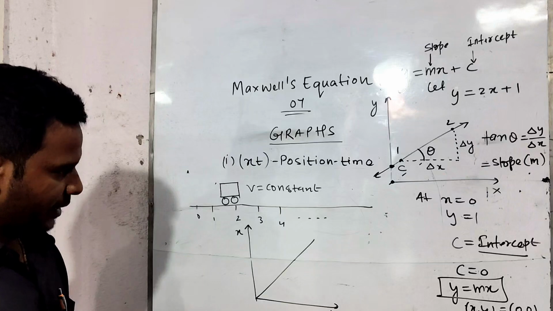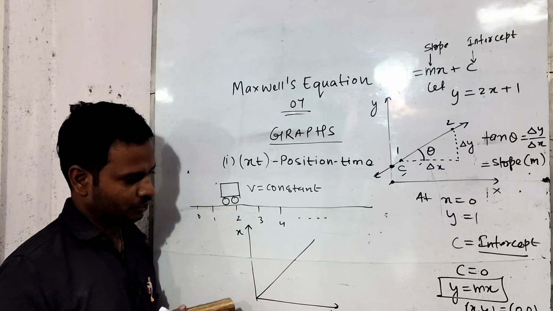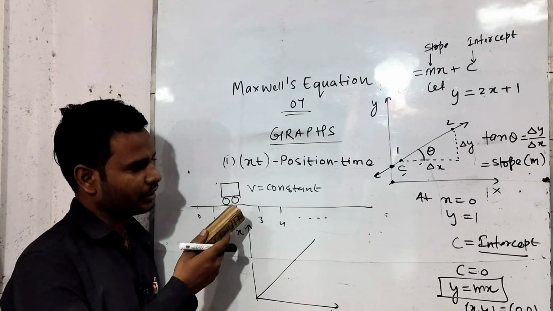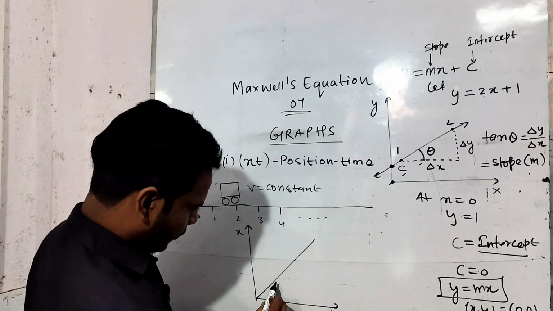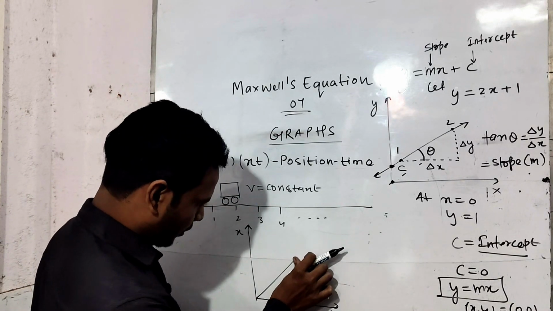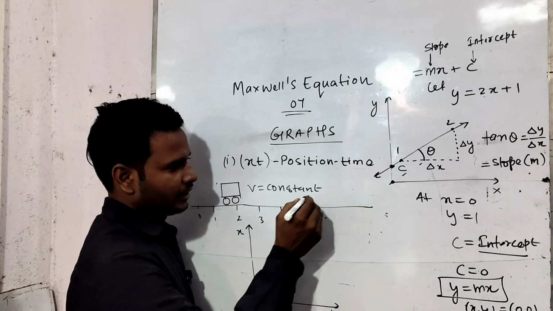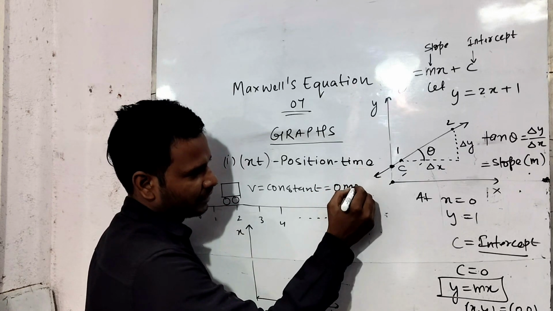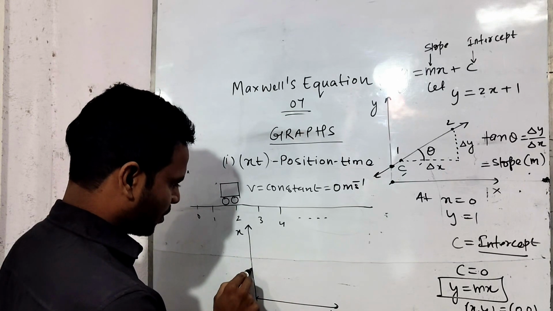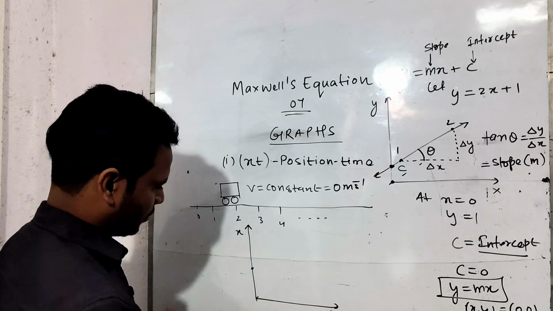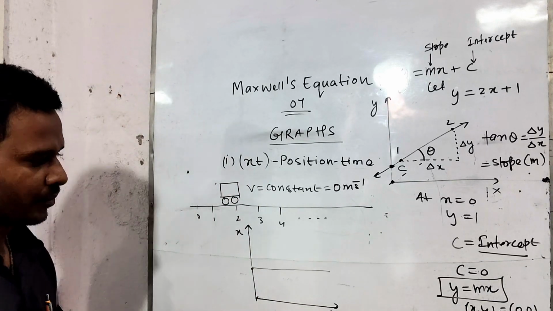Why am I saying that in this case, when v is constant, the graph looks like this? Because if you move with constant velocity, suppose your constant velocity is 0 meter per second, it means you are not moving. Suppose you are here at 0, so your position remains the same with time.